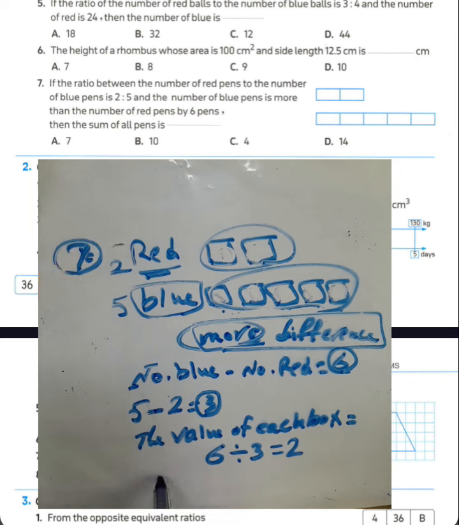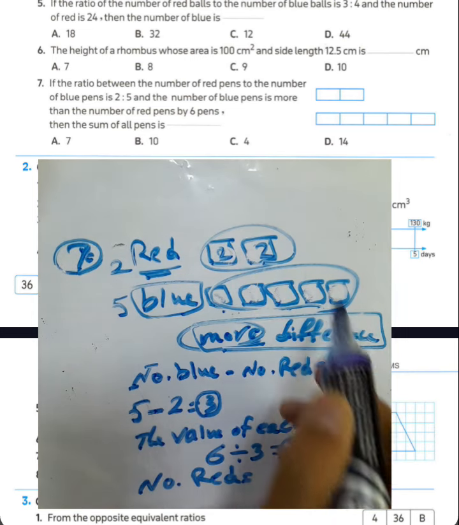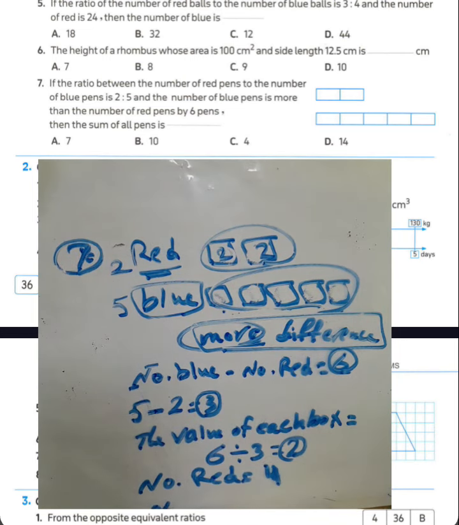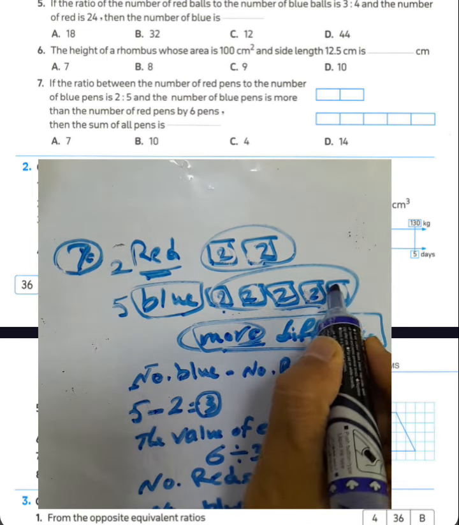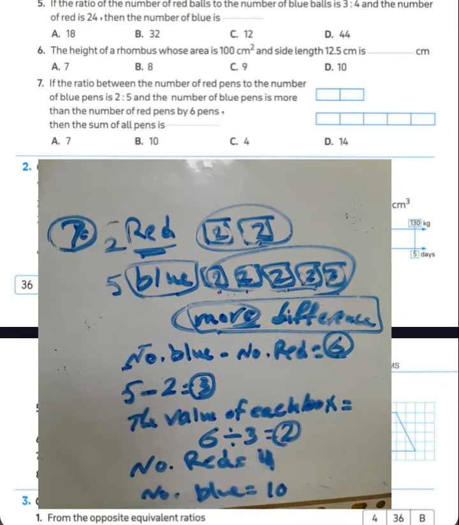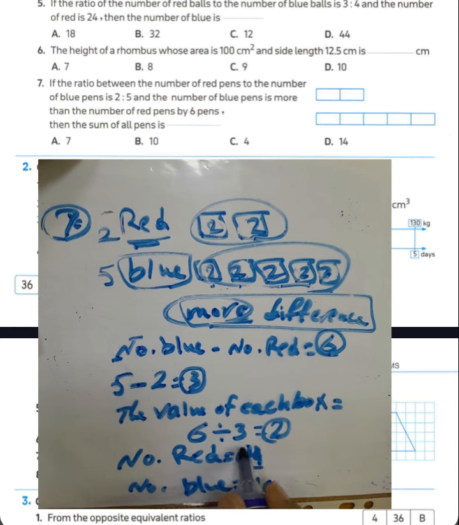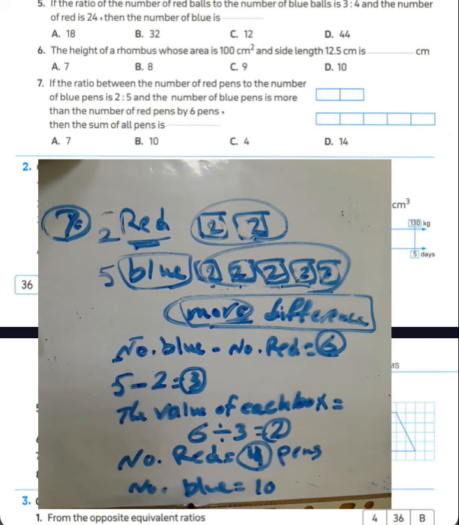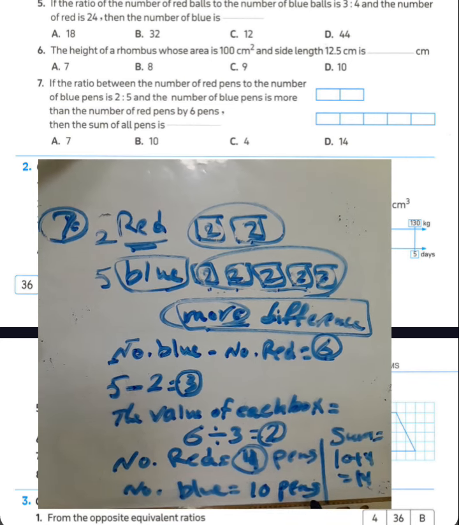Then the number of red beans will be 2 plus 2, which is 4. And the number of blue beans will be 2 plus 2 plus 2 plus 2 plus 2, or 2 times 5, which is 10. Then we have red beans, 4 beans, and blue beans, 10 beans. Then the sum of them, 4 plus 10, will be 14. We have 14. Then the result will be letter D for this example.